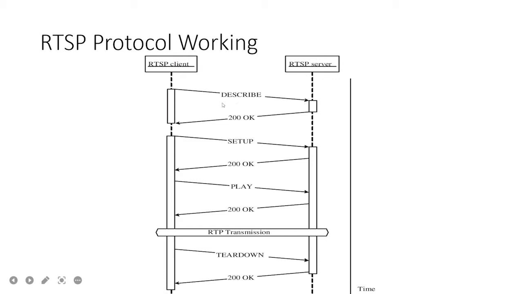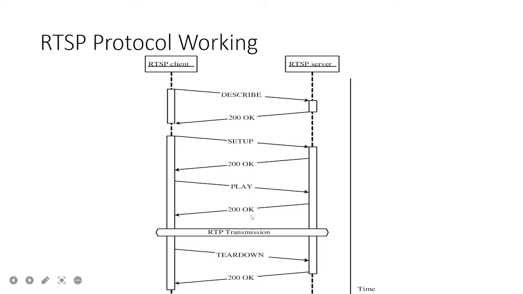And this is the working of the RTSP protocol. In this, the client will send a describe request and the RTSP server will send replies containing the information about the media that we have requested, and then after the client will send the setup request. So the server will start a new RTSP session, and then the client will send the play request to the server. Then the RTP data packet transmission starts and the video will start.